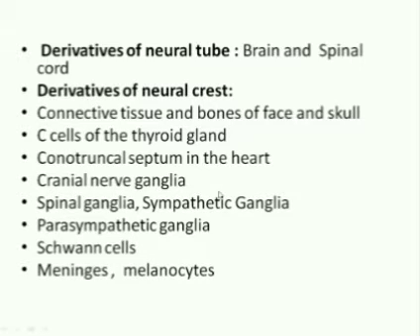Cranial nerve ganglia: it produces so many ganglia, you see, cranial nerve ganglia, spinal ganglia, sympathetic ganglia, parasympathetic ganglia. It also produces Schwann cells, which cause myelination of the peripheral nervous system. It also produces meninges and melanocytes.